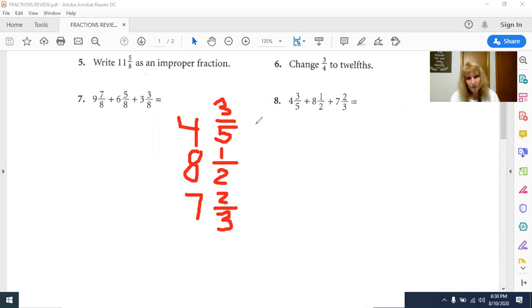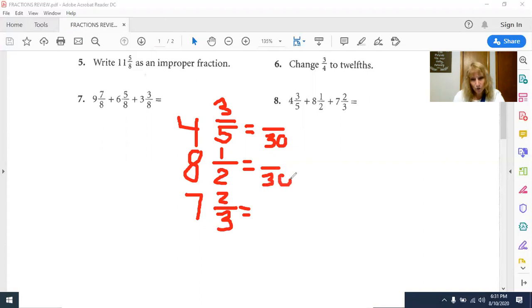So let's see. Our bottom number has got to be one that will work with all 3 numbers. So I know that 15 is not going to work. These 2 won't go into 15. How about 30? Let's do 30. I know that 2 will go into 30. I know that 5 will go into 30. And I know that 3 will go into 30.